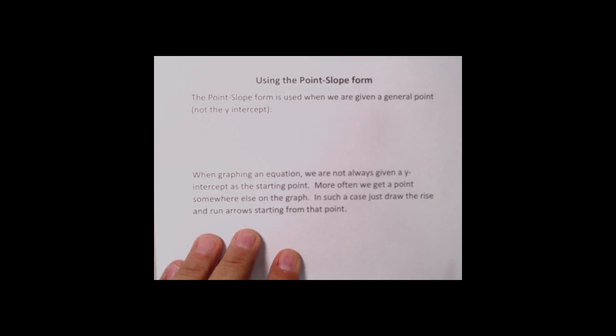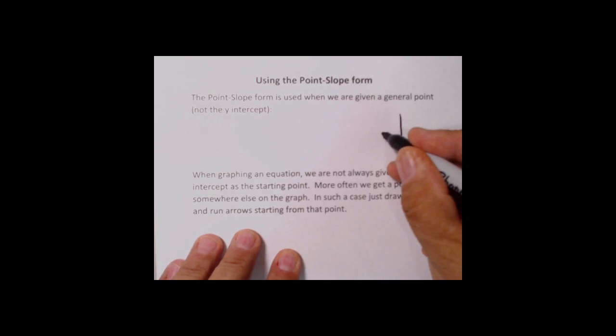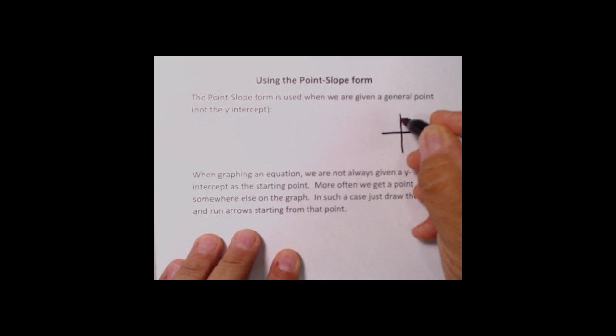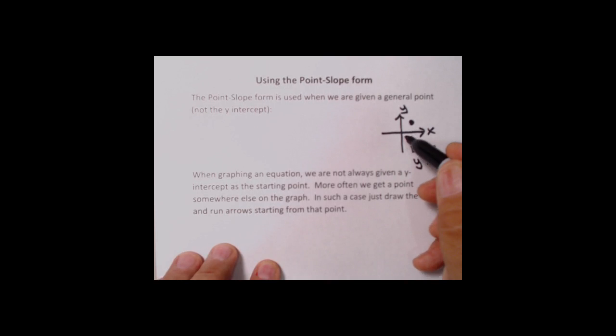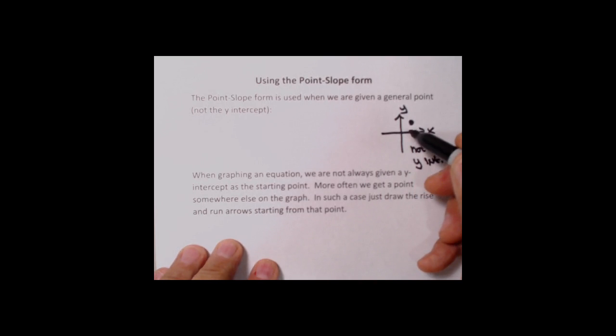Anyway, here's the idea. Very commonly, when we're given starting information, we may be given a point that's not on the y-axis, which means it's not a y-intercept. It can be somebody out in the middle someplace. So definitely not a y-intercept. Okay, well, that being the case, we can't use the old slope-intercept form of the equation because we don't know what the y-intercept is.